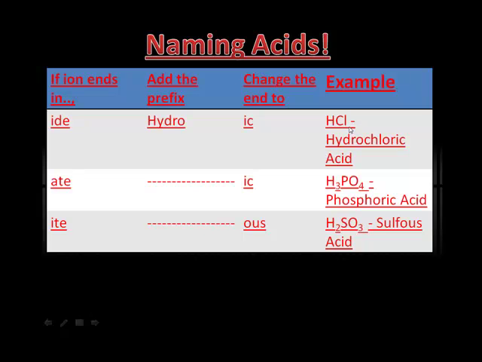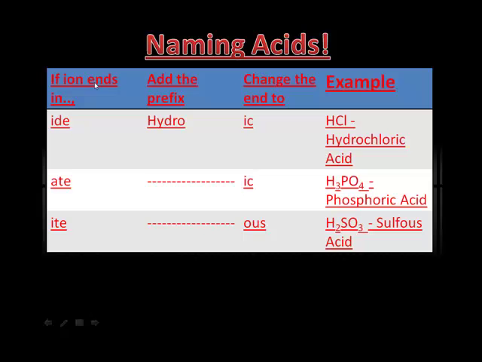Another example of this is HF. If we had HF, it would be hydrogen fluoride. That's what we would have called it first semester. What we do, because it has an IDE ending, we replace hydrogen with hydro, and we take off the IDE and replace it with IC. So it would be hydrofluoric acid.